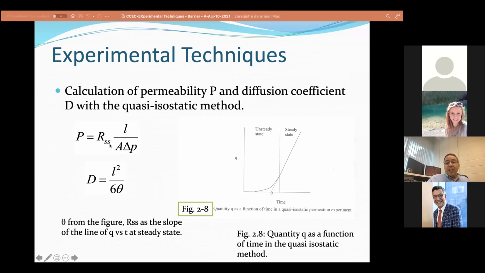that is, the RSS is the slope, and it represents the same thing. Since you have Q and here time, the slope will be Q divided by T. And the permeability is this, RSS L divided by A delta P, and the diffusion coefficient is determined using the theta, that is the value in the abscissa here.